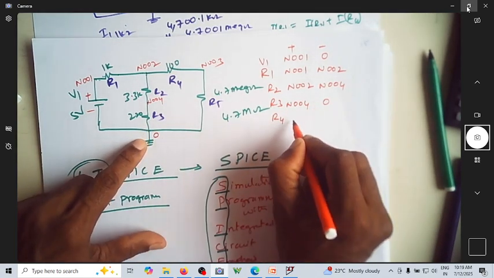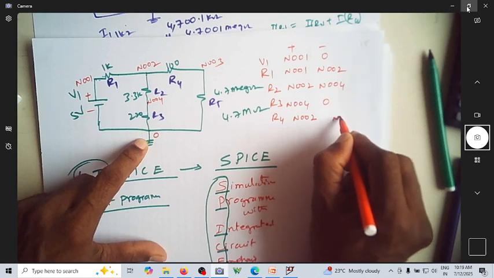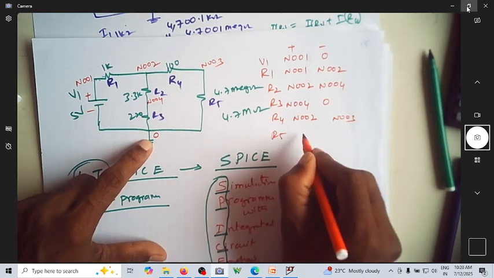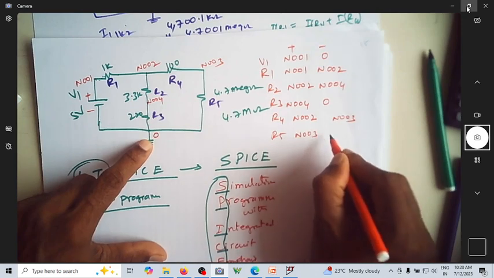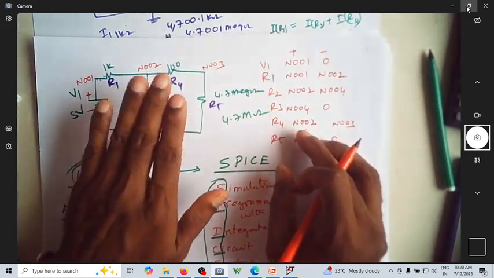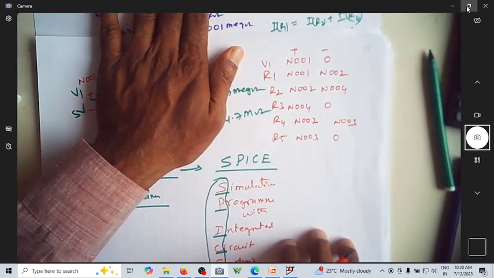Where is R4 between? N002 and N003. And where is R5 between? It is N003 and 0. So this is how the connection is done. With this, I am able to write the circuit diagram.